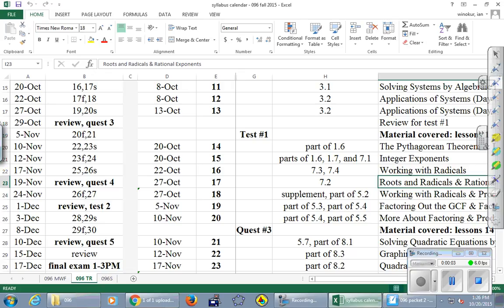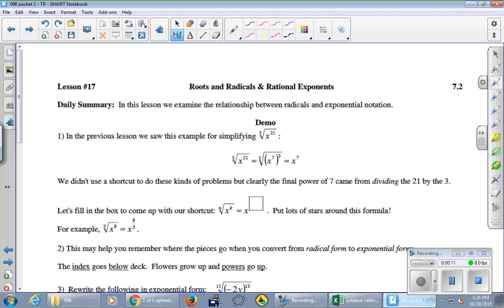So last time we just finished up with working with radicals, and now we're going to talk about roots and radicals and rational expressions, and that's lesson 17. In this lesson, we examine the relationship between radicals and exponential notation.